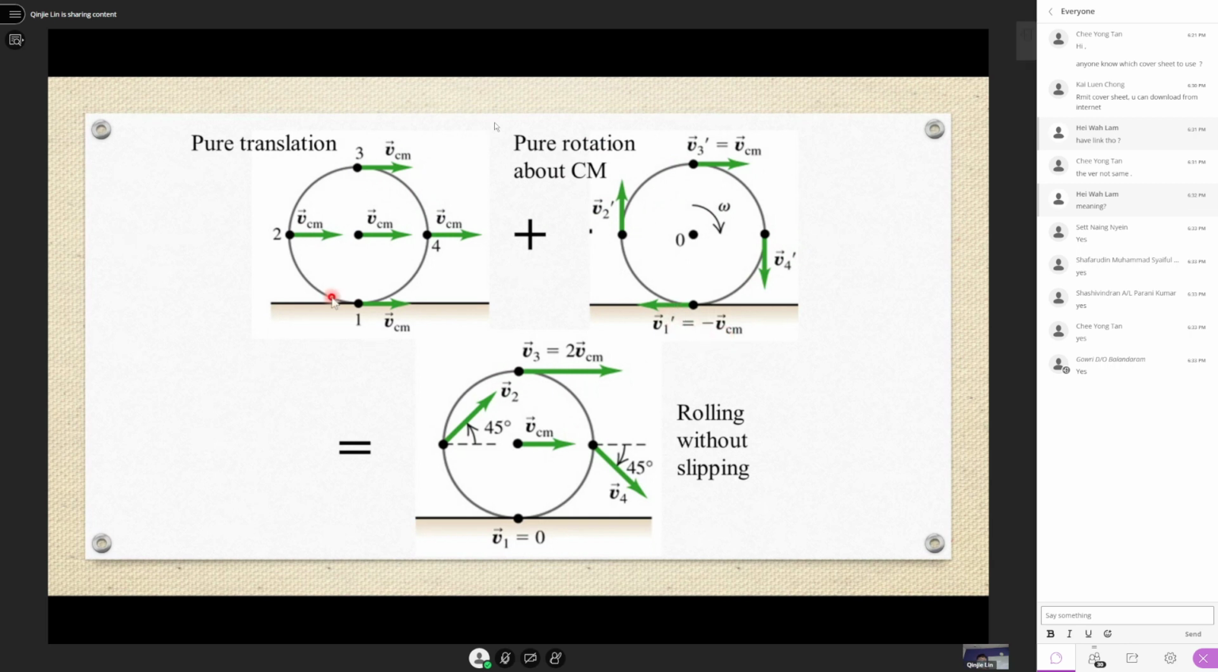And then you see point 1, which is the point of contact. This whole ball is moving to the right. That's why the vector points to the right. But for rotation, you're rotating clockwise. At this point, the rotation makes it point to the left. Point 1 is actually going to the left. So what happens when you add them up together? It will become 0. So for rolling motion, it's as if this point is not moving at all. Zero velocity.